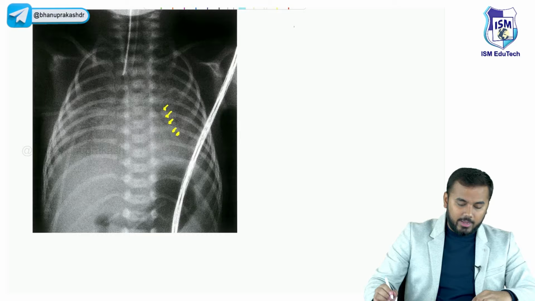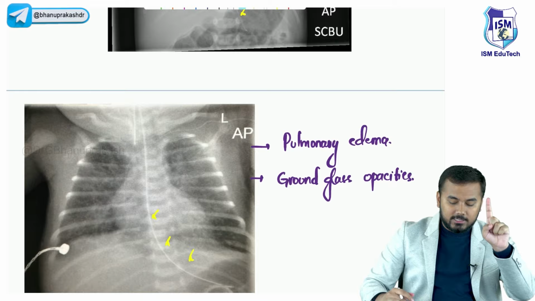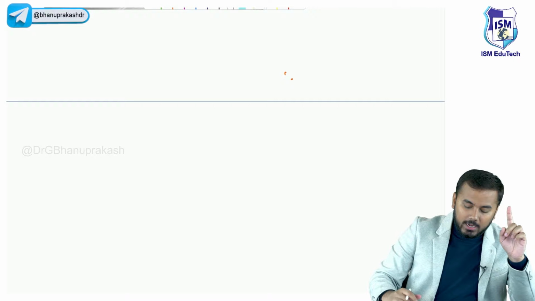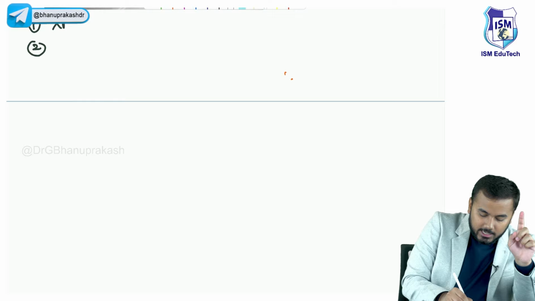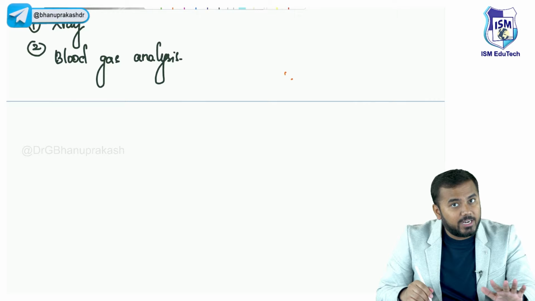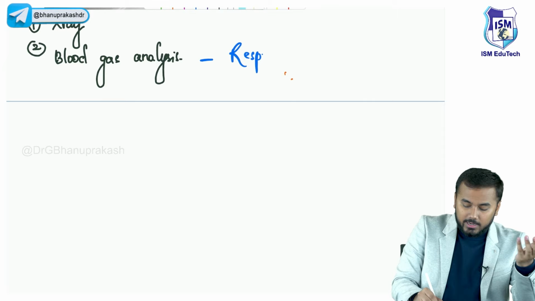So, what is the first important diagnosis I do? X-ray. In the X-ray, what will I see? Ground glass opacities, air bronchogram sign and pulmonary edema, on both the lungs, not only on one lung. Now, let us look at the second diagnostic feature. The first was X-ray. The second diagnostic feature is blood gas analysis. Tell me, in blood gas analysis, will you see respiratory alkalosis or respiratory acidosis? Respiratory acidosis, right? You would see respiratory acidosis.